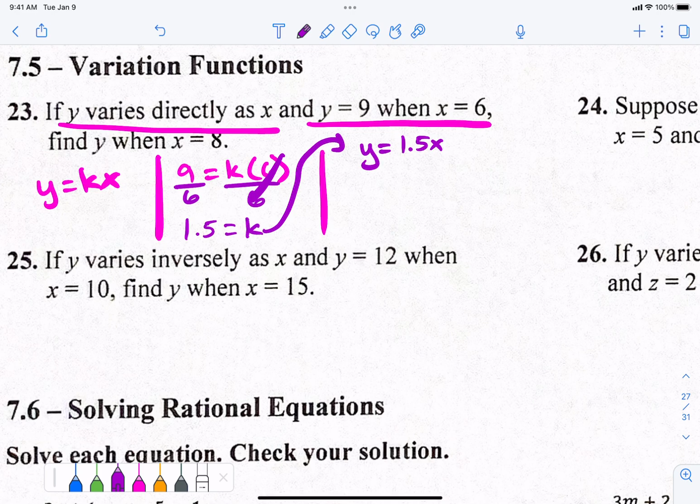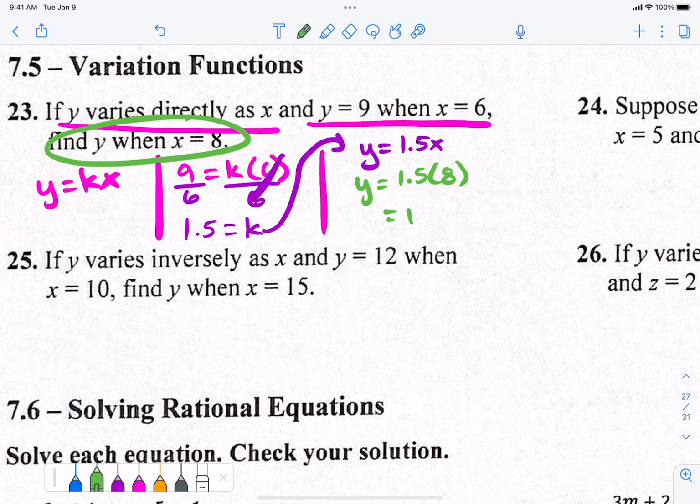And I use the rest of my information. Find y when x is 8. Do you know what 1.5 times 8 is? Can you do that in your head? 1 times 8 is 8. What's half of 8? 4. 8 and 4 makes 12. That's how you do any halves, especially of even numbers. It makes it really nice. So 12 should be the answer to that one.